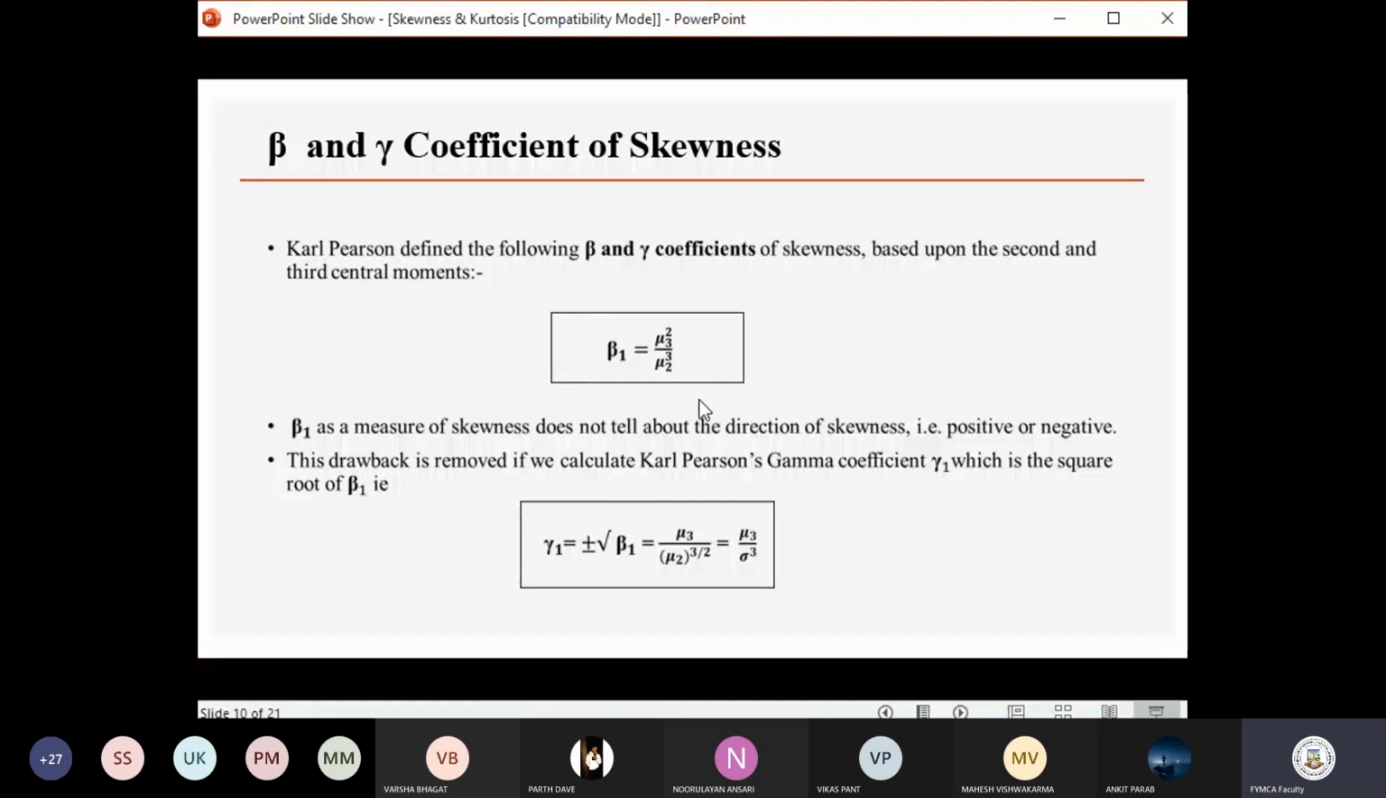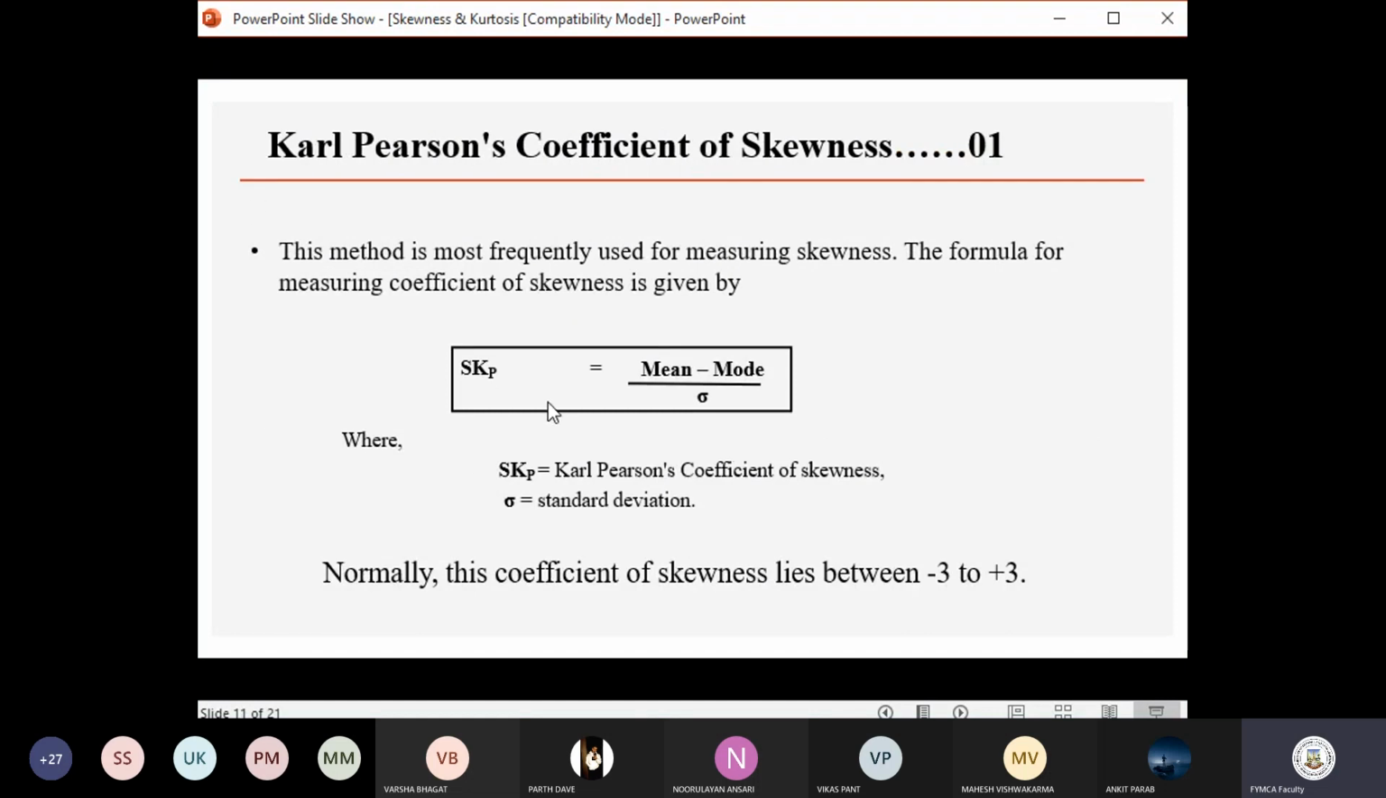Now make sure that you are keeping your pen and paper ready with you, because we are going to solve the sums based on this Karl Pearson's method. Now the second method, which is the main part of your syllabus, is called Karl Pearson's coefficient of skewness. What is this method?